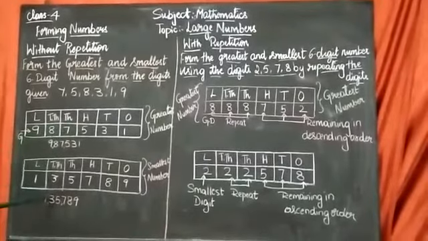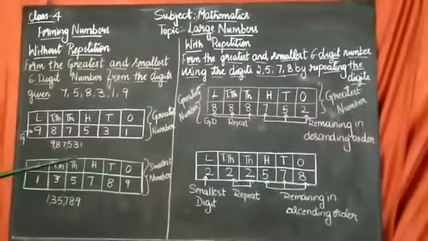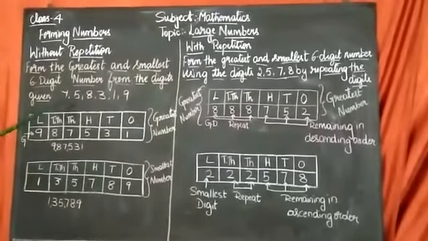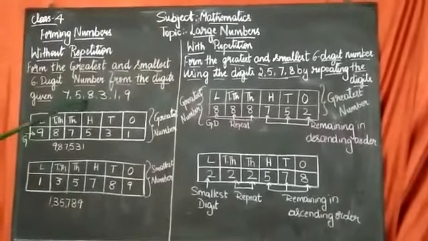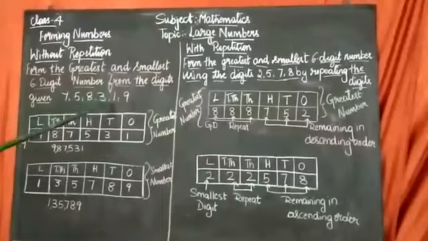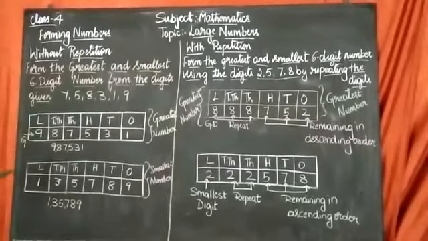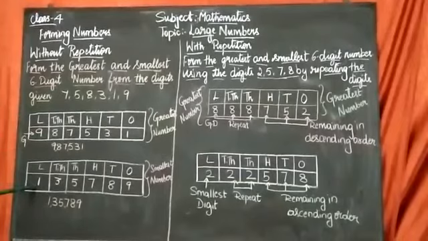Okay. Now the smallest 6-digit number, we should arrange in smallest number order. Now see the same digits. Which is the smallest one? First draw the place value chart and then see which is the smallest one. Yes, 1. 1 is the smallest one. So 1 comes in the lakhs place.